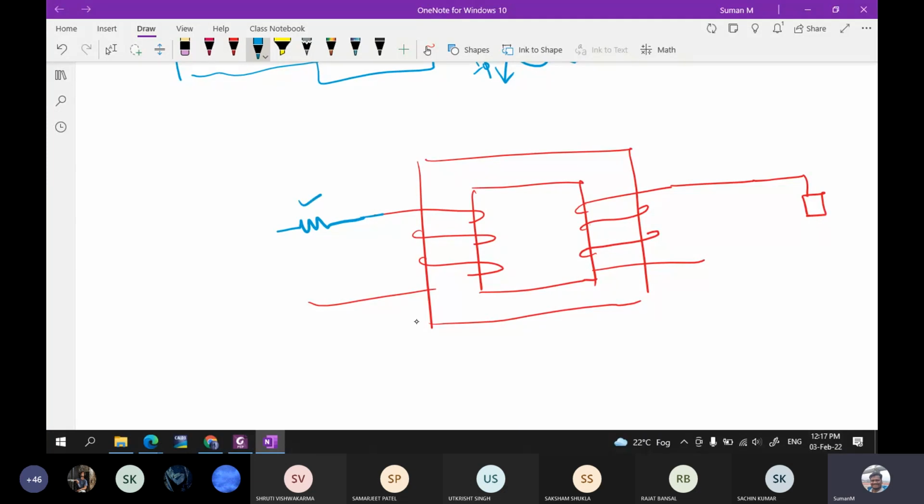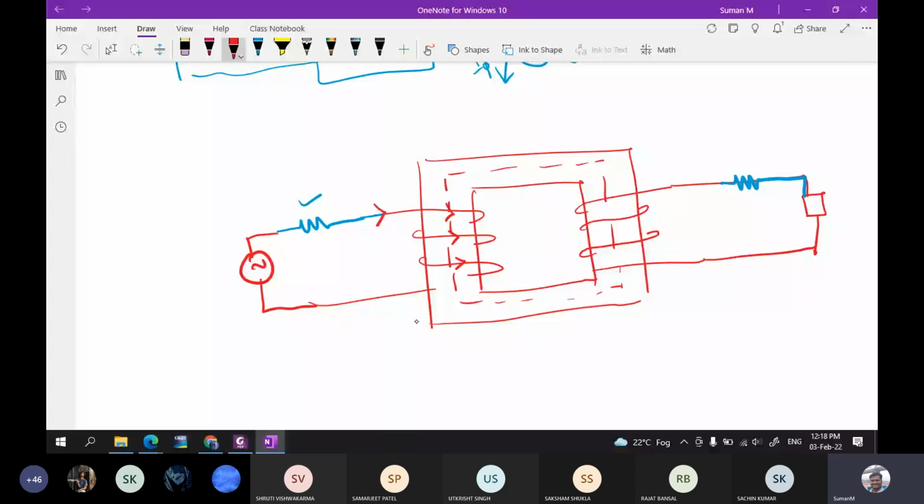Similarly, there is a copper loss on the secondary winding. To represent that, I am including a resistor here. Then you are having the load, and then you are having the source here. So now the current is flowing through this. The current is taking this direction. Then if the current is taking this direction, the flux direction will be coming out of that.